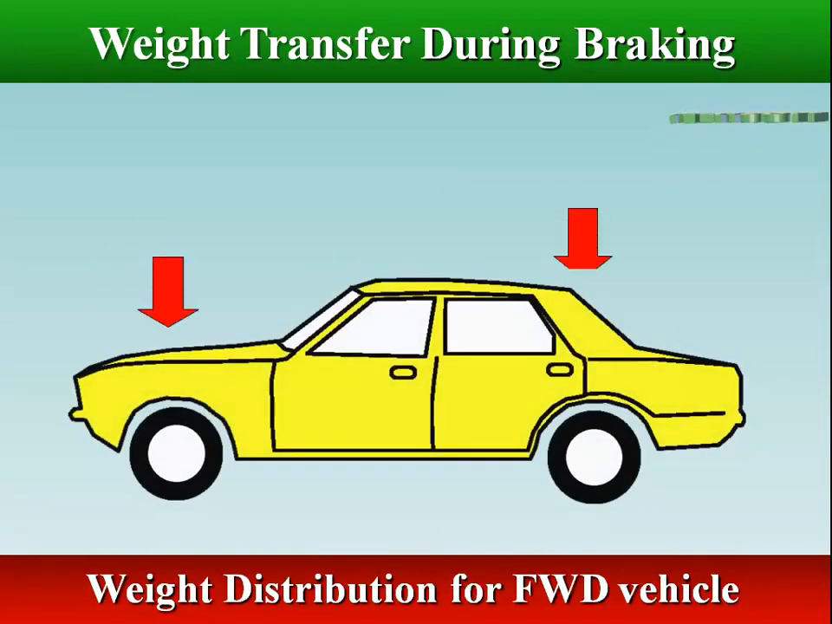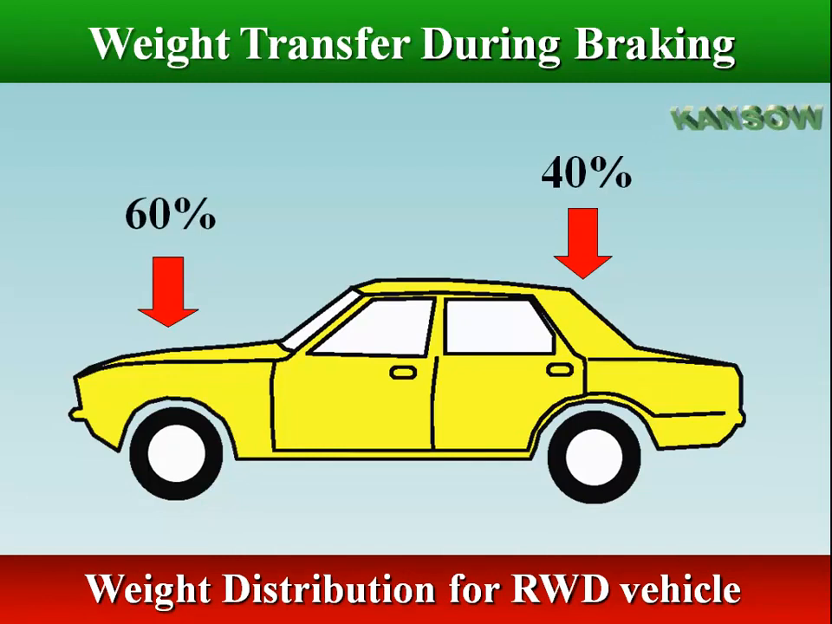The engine shifts the front-rear distribution to 60% front and 40% rear. Front-wheel drive vehicles have front-rear distribution about 80% front and 20% rear. Rear-wheel drive vehicles have front-rear distribution about 60% front and 40% rear.